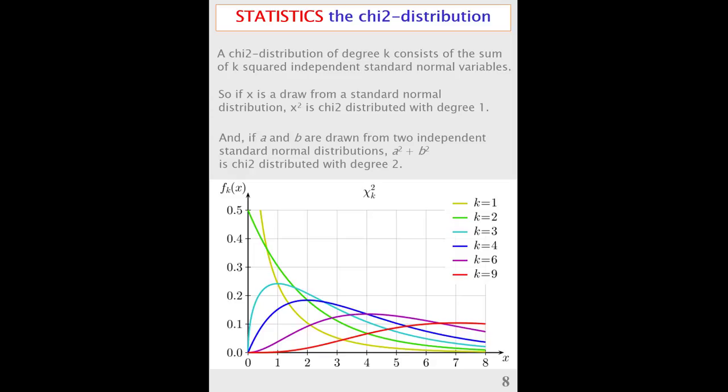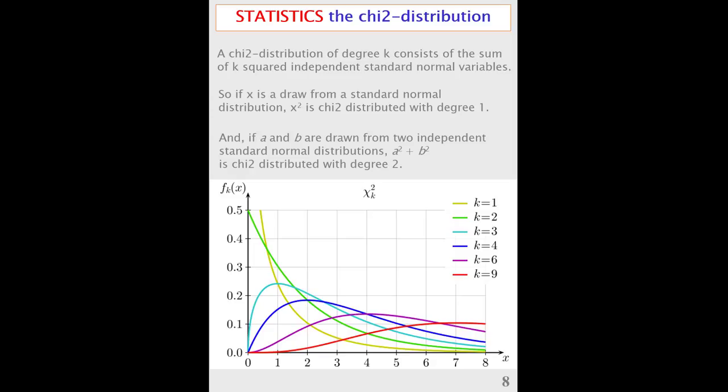You can do the same thing. Now for two variables, if A is from a normal distribution, I draw from that normal distribution, I square that number. B is also from a normal distribution, I draw from that normal distribution, I square it, and now I add them up. Now it's again a chi-square distribution, but now of degree 2. So that degree says something about how many different squared normal distributions I add up.